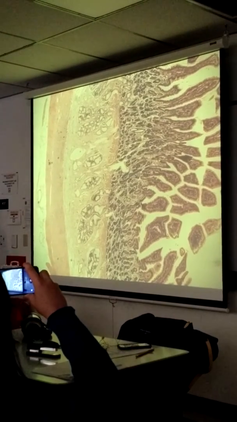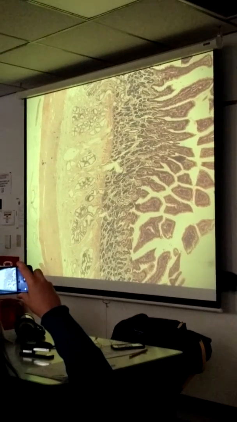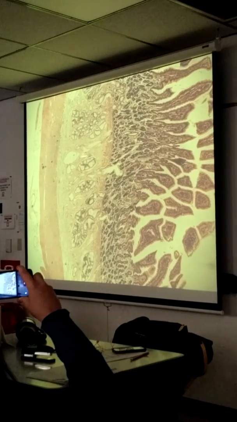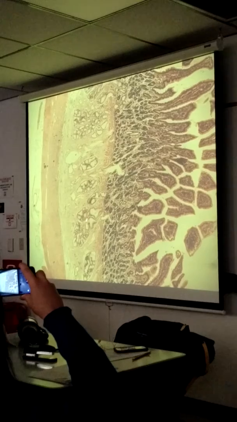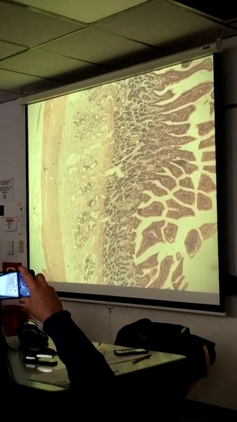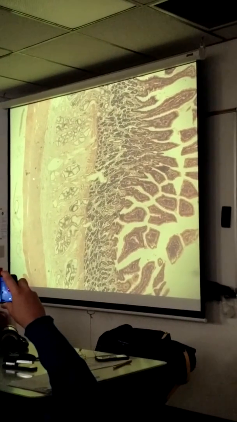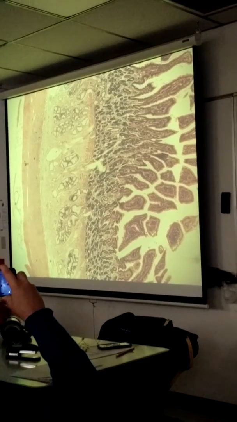The small intestine has three parts, duodenum, jejunum, ileum. This is the duodenum with the mucosa. You can see the villi. Okay, here in the submucosa, you can see Brunner's glands. I'll have you identify those structures in the submucosa. Here's muscularis externa, circular, longitudinal, and this is serosa or adventitia.